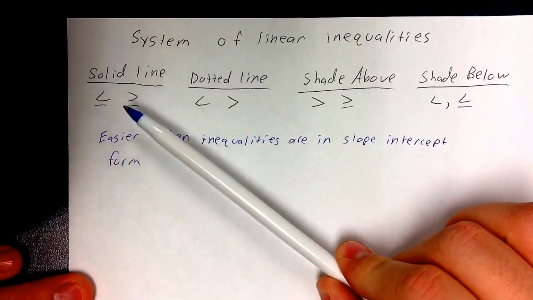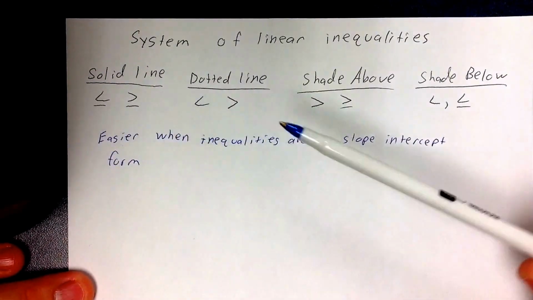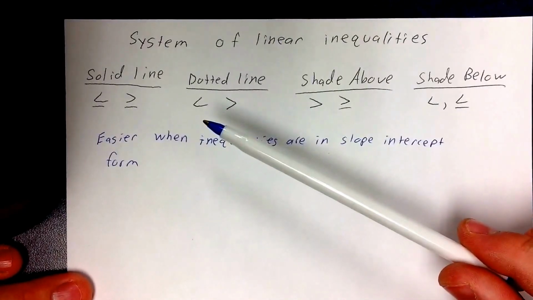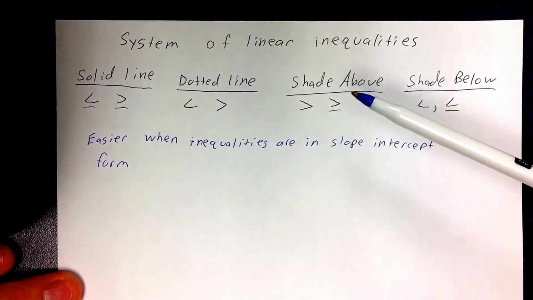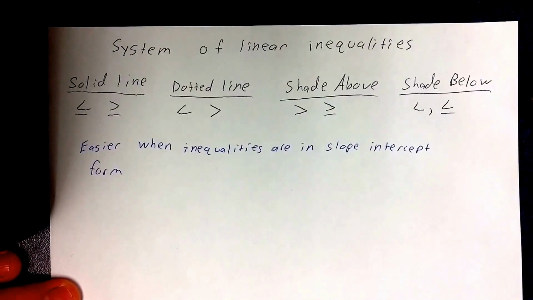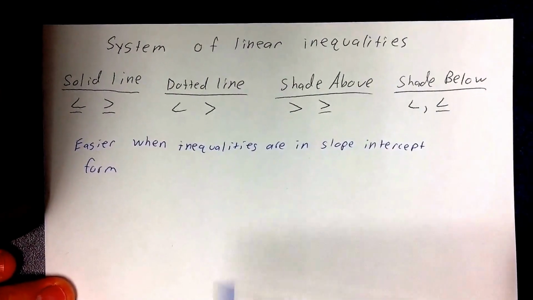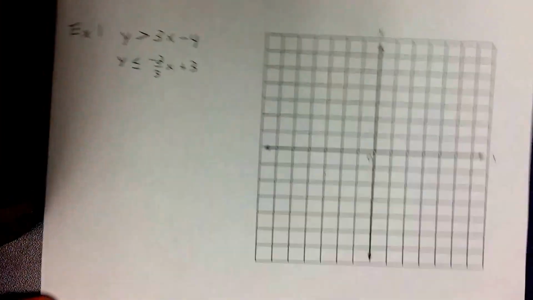So again, we need to remember it's a solid line if it's less than or equal to, greater than or equal to. Dotted or dashed line if it's less than or greater than. Shade above if it's greater than or equal to. Shade below if it's less than or equal to. And again, remember it's easier when the inequalities are in slope-intercept form. So let's look at some examples.